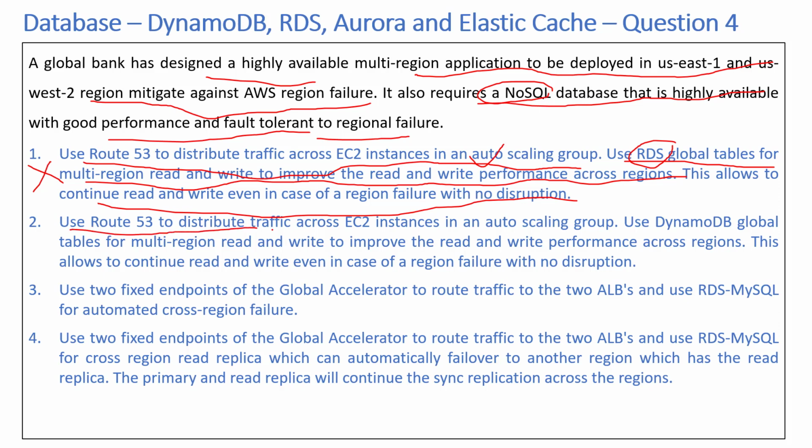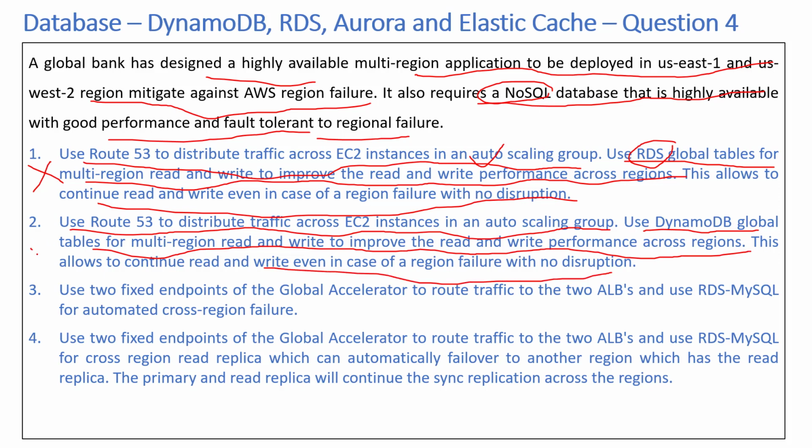Second one, use Route 53 to distribute traffic across EC2. Okay, this is pretty much the same. Use DynamoDB global tables for multi-region read and write to improve the read and write performance across the regions. This allows to continue read and write in case of region failure. So this seems like a very promising answer.